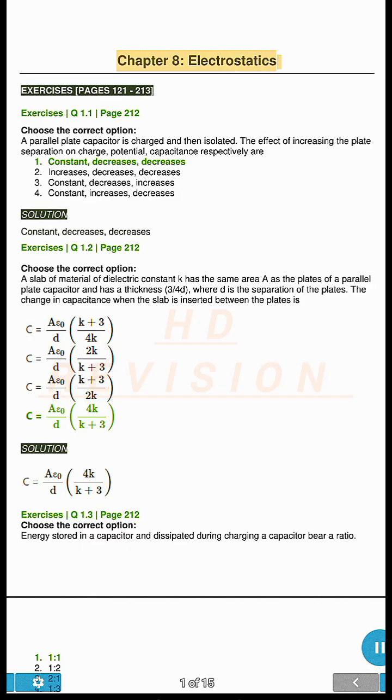Chapter 8, Electrostatics. Exercises, pages 121 to 213. Exercises Q1.1, page 212. Choose the correct option.